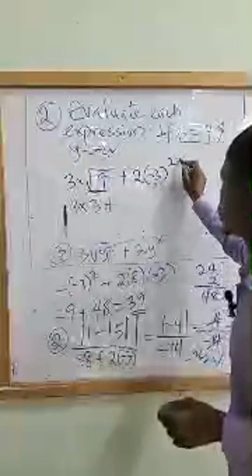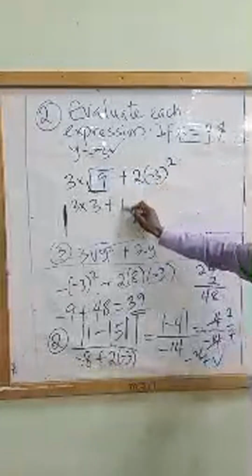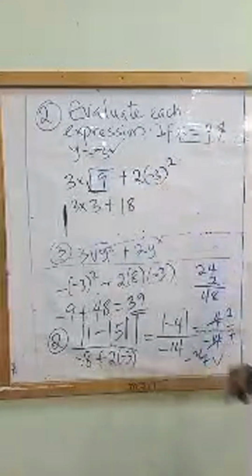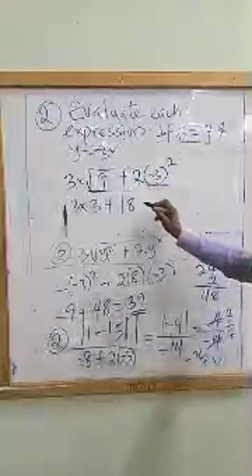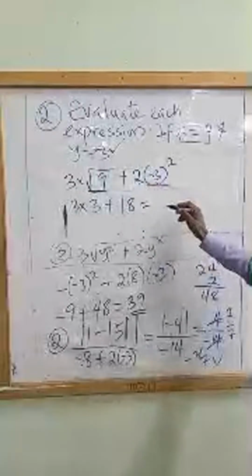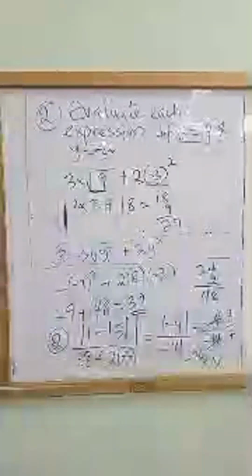Minus 3 squared will give you 9. 9 times 2, that's 18. This one will give you 9 times 2, that's 18. So we have 18 plus 9. 18 plus 9, so that's 27. So that's that on these segments.